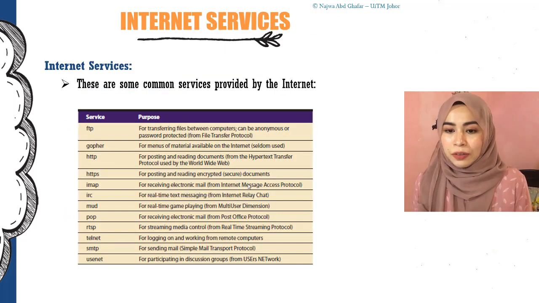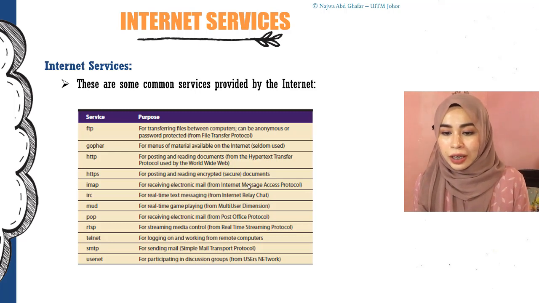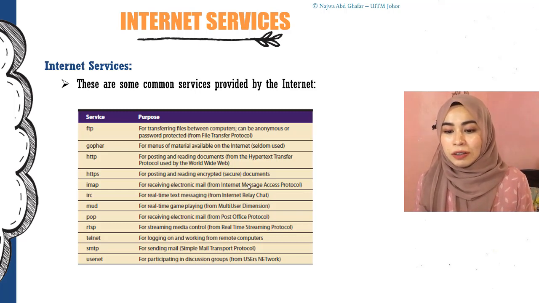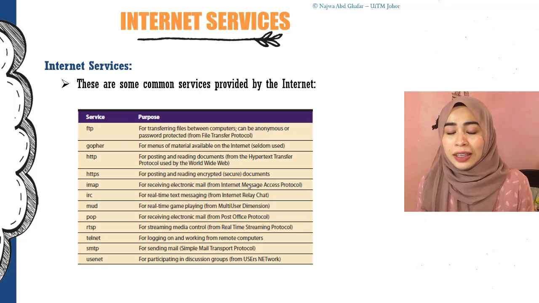Okay, so moving on to internet services. These are some common services provided by the internet. Within the internet, there are various uses. So other than just opening up websites, there are actually many services that the internet provides.